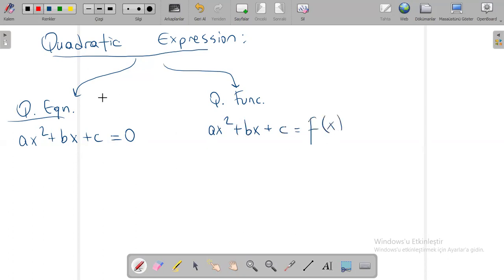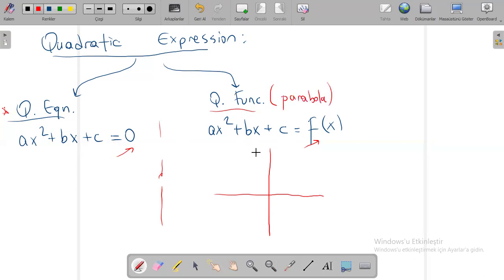So the difference between quadratic equation and quadratic function is actually the right side of the equation. In the left term, you can see quadratic equation is equal to 0. In the right one, we have f of x. So that means the quadratic function is graphical representation of quadratic equation. It's also known as parabola.